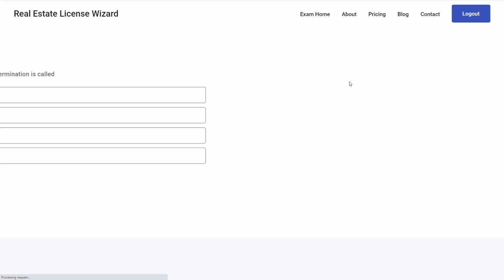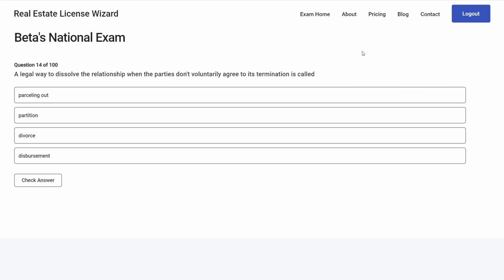All right, next question. A legal way to dissolve the relationship when parties don't voluntarily agree to its termination is called, is it parceling out? Is it partition? Is it divorce? Or is it disbursement? So think that one over.